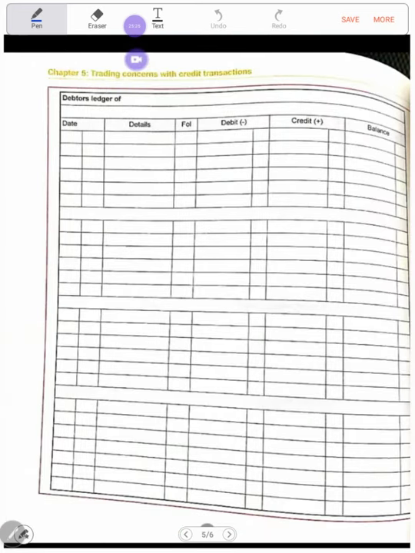Remember, liabilities increase on the credit side and decrease on your debit side. There's a mistake in your debtors ledger. It shouldn't be minus. Debtors is an asset to the business, therefore it increases on the debit side and decreases on your credit side. So please just fix that mistake.